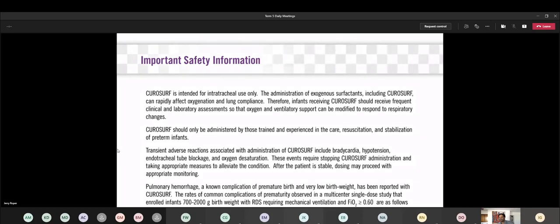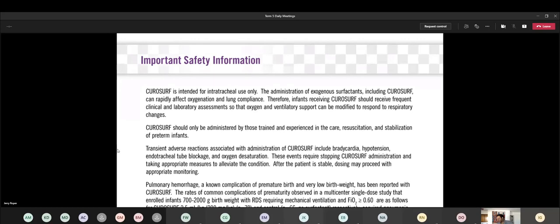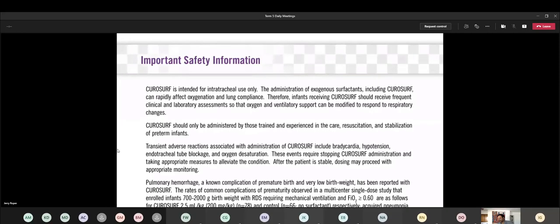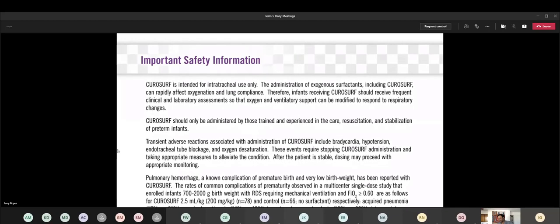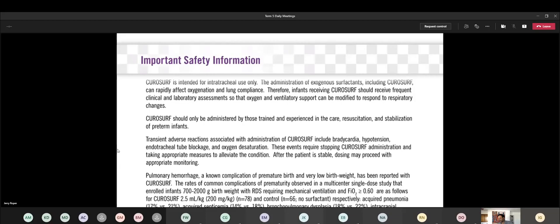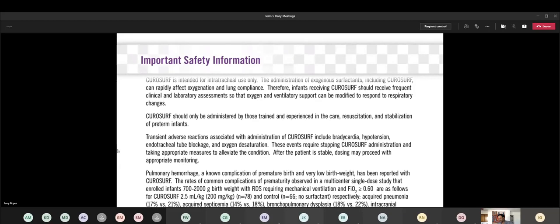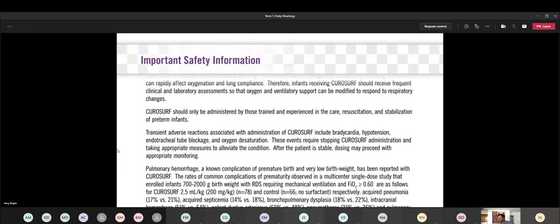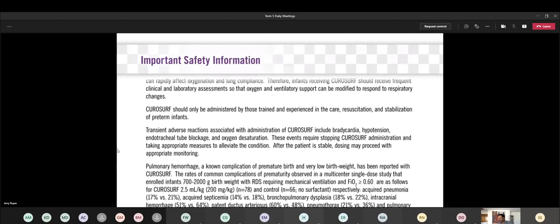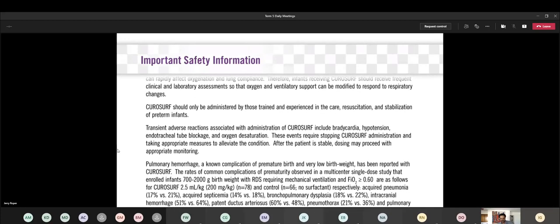Important safety information: CuroSurf is intended for intratracheal use only. The administration of exogenous surfactants, including CuroSurf, can rapidly affect oxygenation and lung compliance. Therefore, infants receiving CuroSurf should receive frequent clinical and laboratory assessments so that oxygen and ventilatory support can be modified to respond to respiratory changes. CuroSurf should only be administered by those trained and experienced in the care, resuscitation, and stabilization of preterm infants.